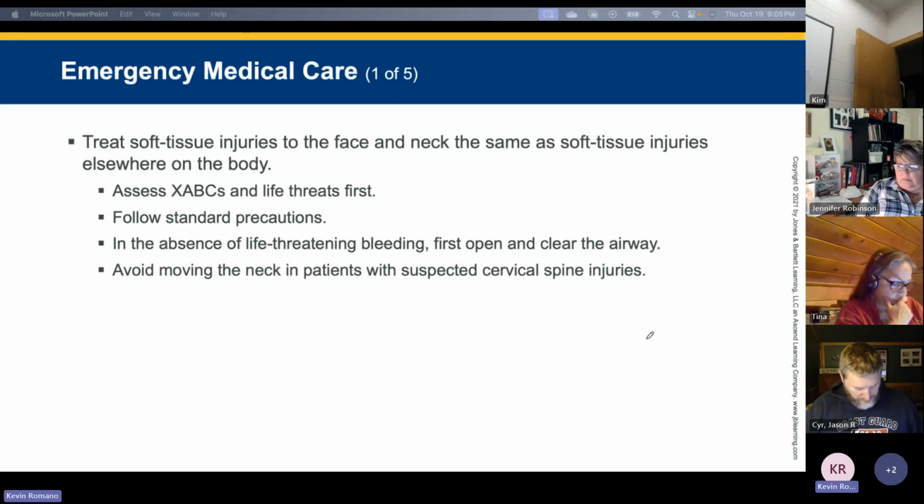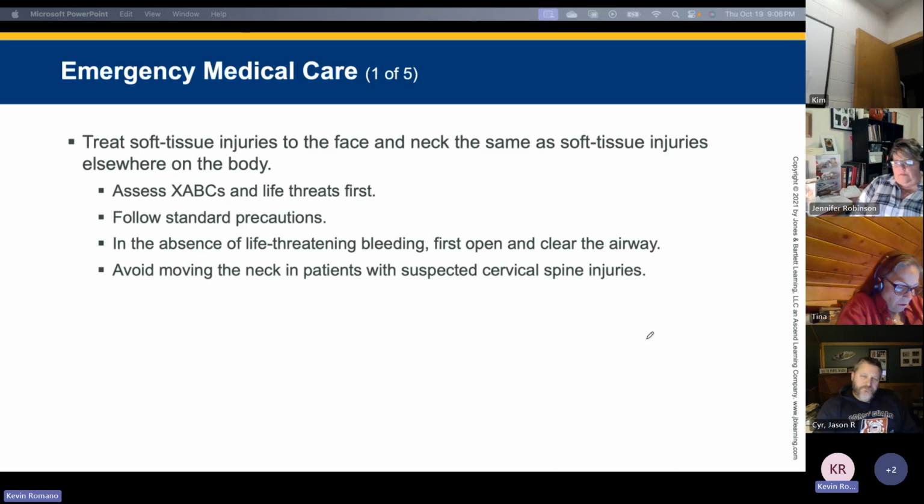All right. So emergency medical care, as far as soft tissue, treat soft tissue injuries to the face and neck the same as a soft tissue injury anywhere else in the body. XABCs. But avoid moving the neck in patients with suspected cervical spine injuries. So when you have a patient that has potential cervical injury and he's standing there, right? Don't walk up behind him and say, "Hey, sir," making them turn around.